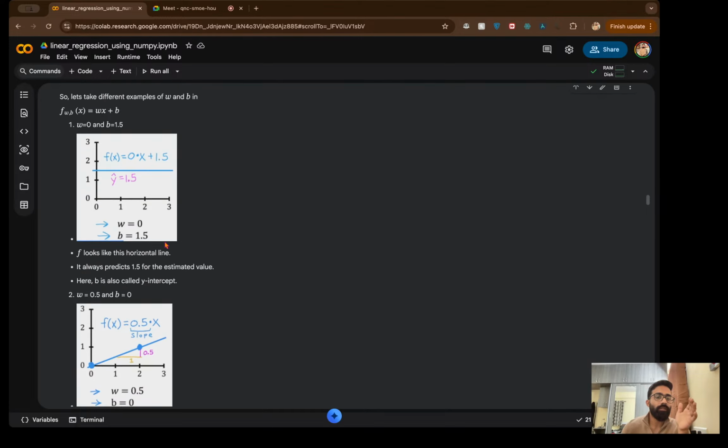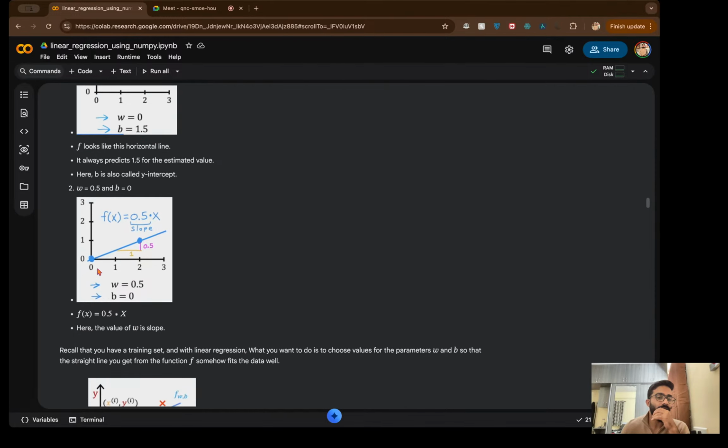So we first make W 0, and the line will look like this, a horizontal line. And if we make B 0, it will cross the origin. And with W equal to 0.5, meaning the slope of the line is 0.5. What does it mean by 0.5 slope? With every increment of 1 on the x-axis, there will be an increment of 0.5 on the y-axis. This is the meaning of slope.